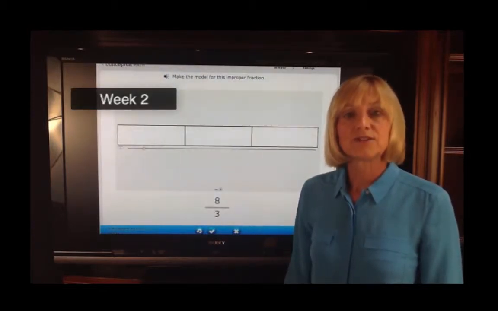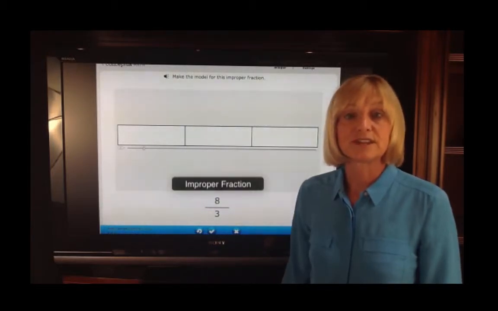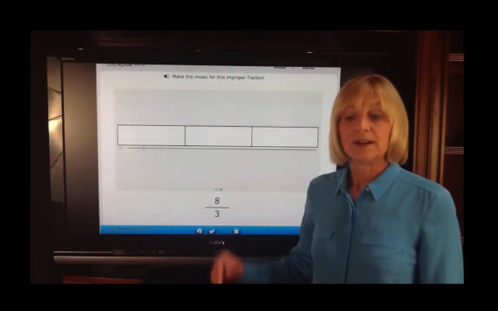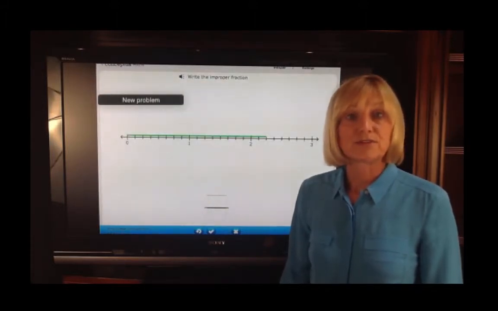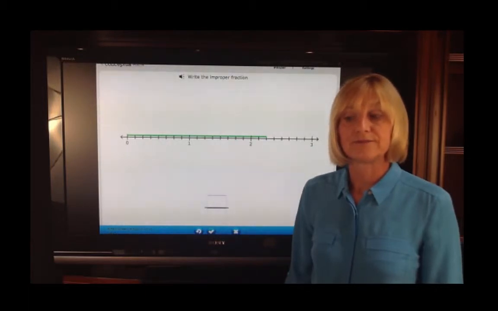In the second week, students start working on improper fractions. Again, they're learning that fractions that are greater than or equal to 1 whole can be written as an improper fraction. Those fractions can be compared and they can be placed on a number line. They begin again. They're given a fraction number, 8/3, and they create the model. After experience creating models, they're given the model and they write the fraction number.